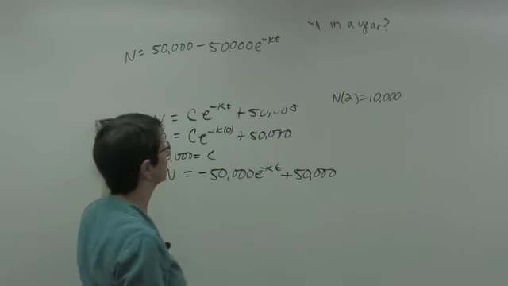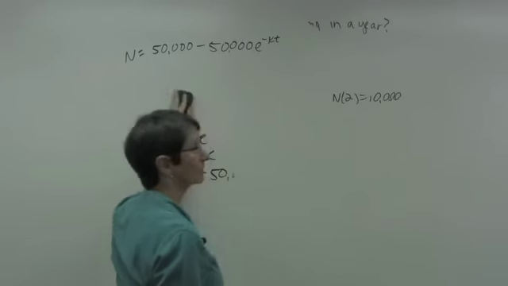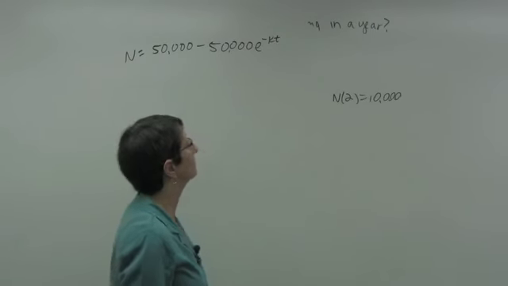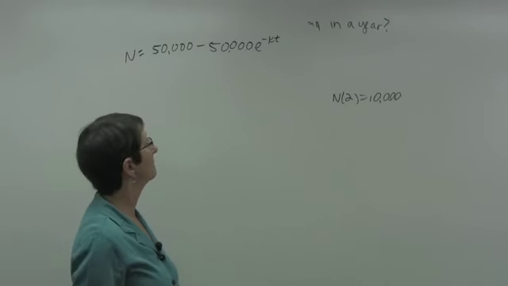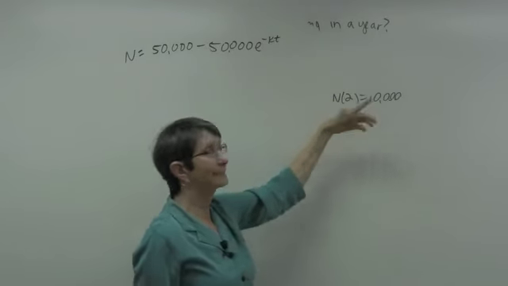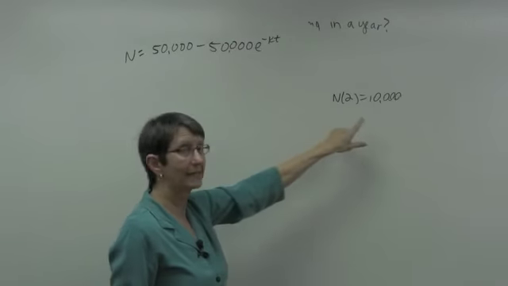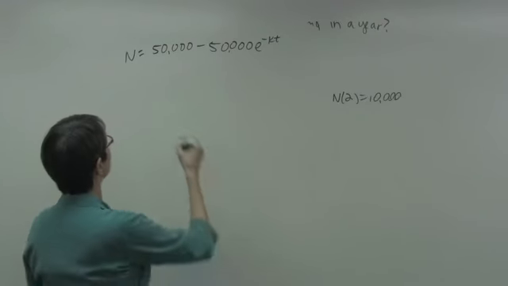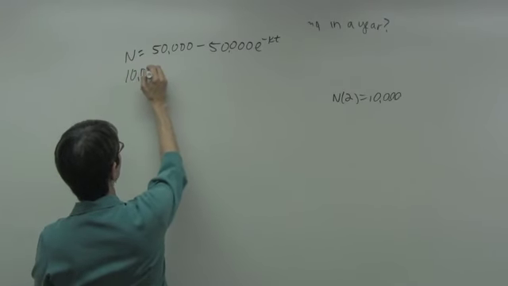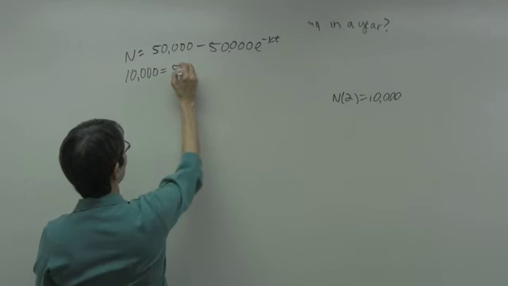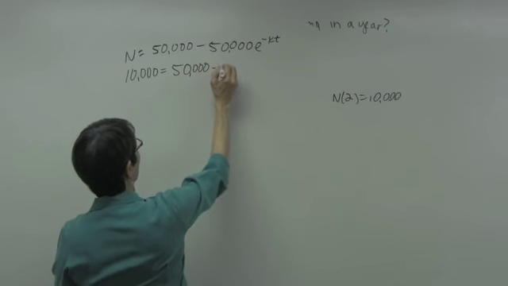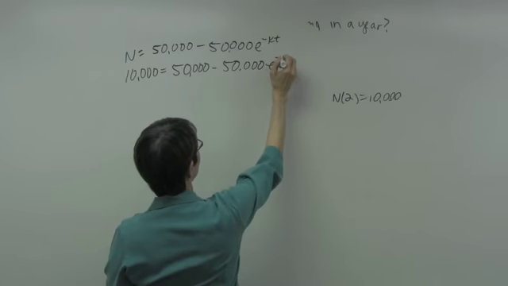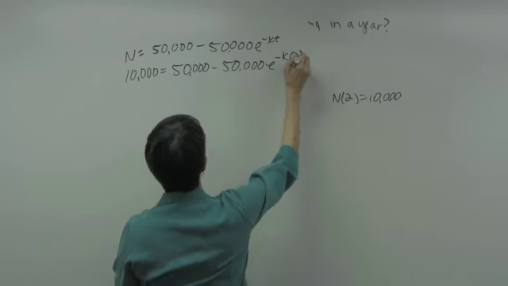And I have a formula now, except I still don't know k. My 0 time gave me my c value. My k is still missing, so I use the next condition. So after 2 months, there were 10,000 DVDs sold, so N is 10,000, equal to 50,000 minus 50,000 e to the negative k times 2.